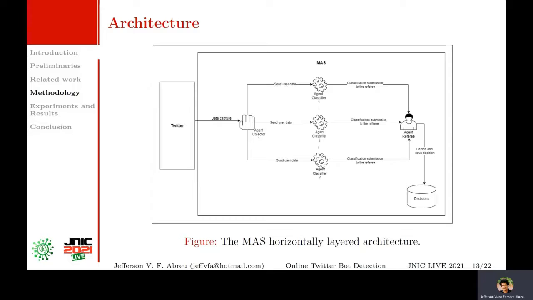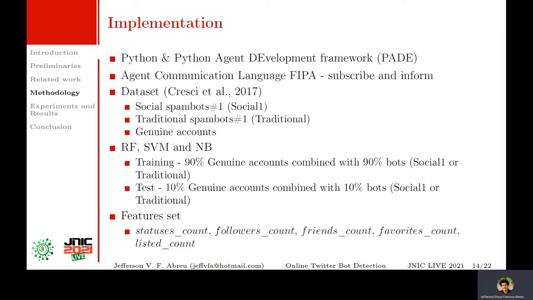Each classification counts as a vote, and this classification can be human or bot, and the referee computes the majority of votes and stores the decision in a database. Our implementation was done using the Python agent development framework, and we used the agent communication language defined by the FIPA. We use the subscribe and the inform protocols for this communication.